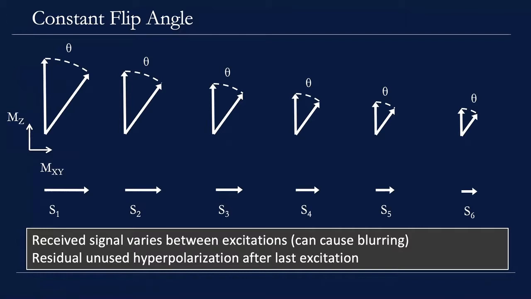If you play out a constant tip angle, what that means is your signal, or your MXY, over time is going to be reduced, right? Because our MZ is also changing as a function of time. And so this means that we have unused magnetization after the last excitation or time point. It can also cause some filtering in our images.